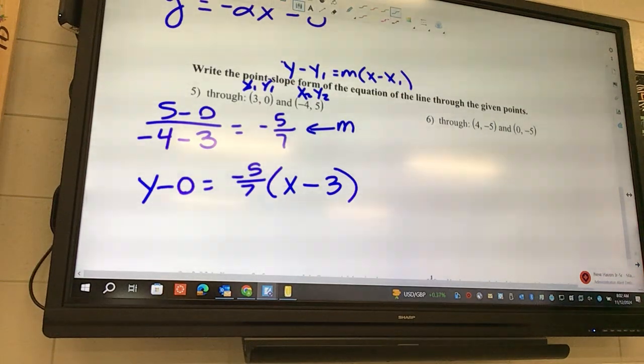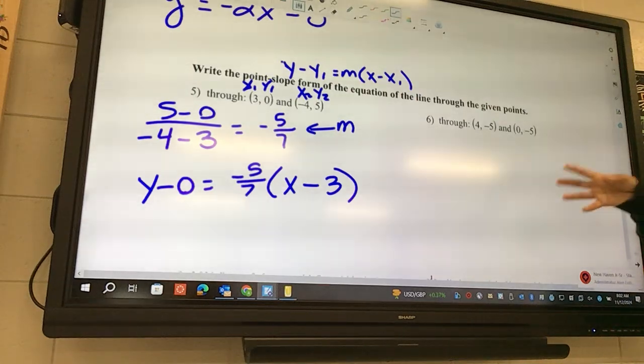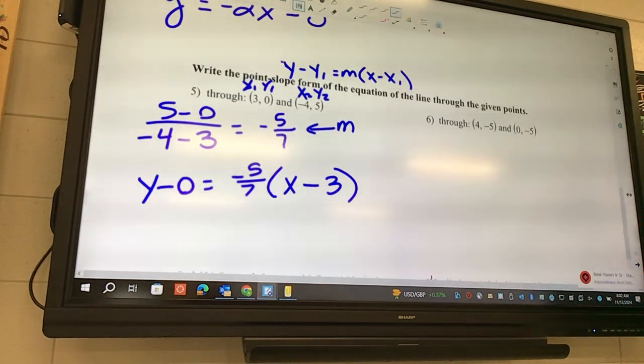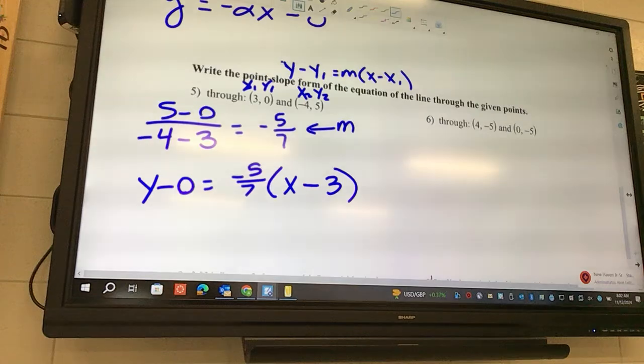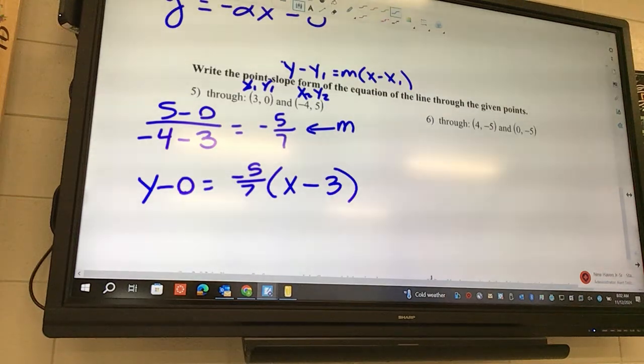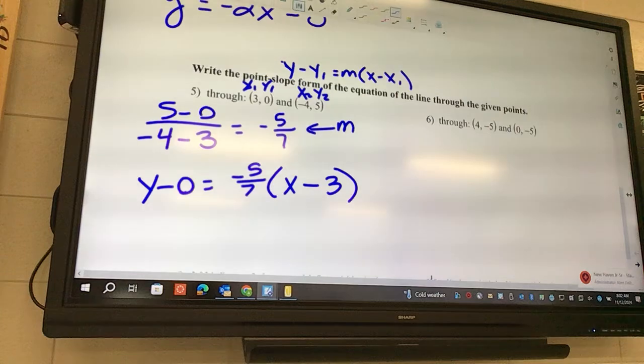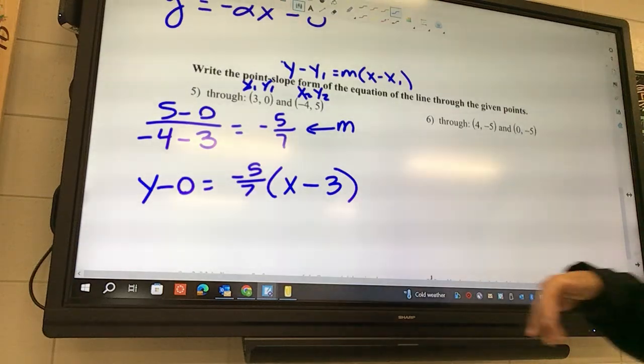Okay, and so this is the first part of the new material, which is what we'll be doing today. It's taking 2 points, finding the slope, and then putting it in point slope form. So you're going to consistently take the 2 points, find the slope, and then do point slope. Essentially you're doing Formula 1, Formula 2. You have to do Formula 1 first, and then do Formula 2.